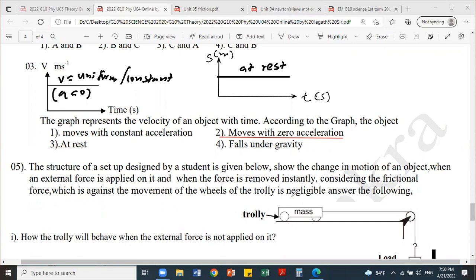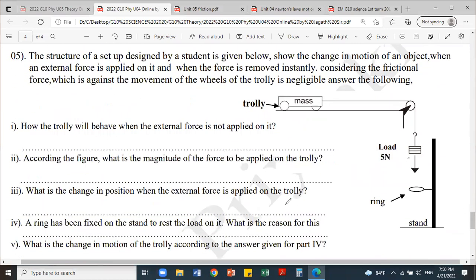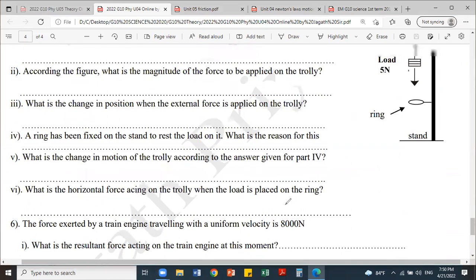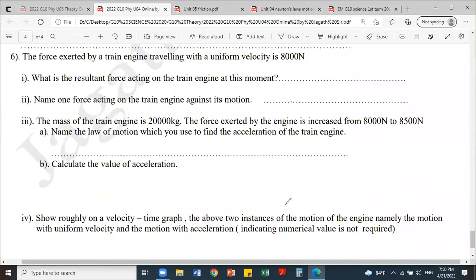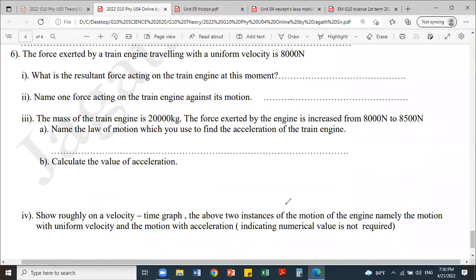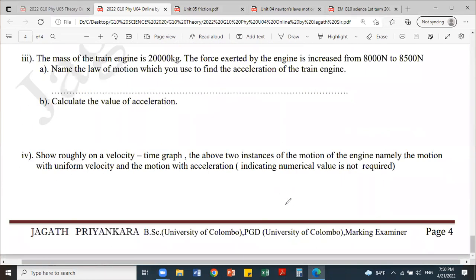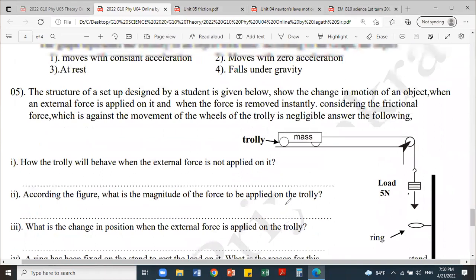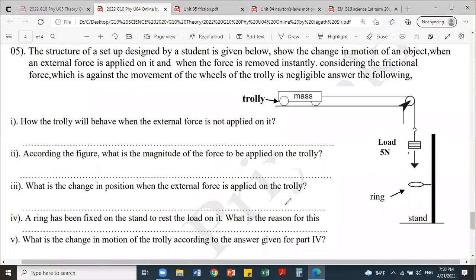Question number 5. This is a structured question. This is also a practical based question. Question number 5, I'll discuss next day. Only 5 and 6. Yeah, this is a practical, that's important. Who can tell me the answer for this?